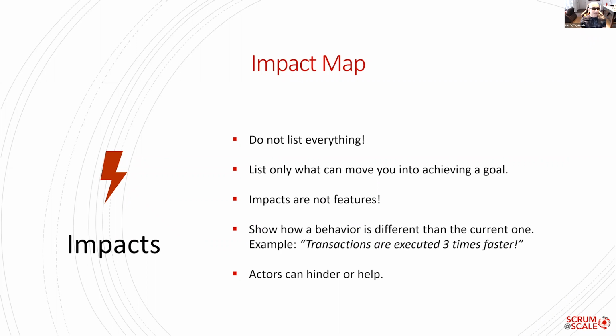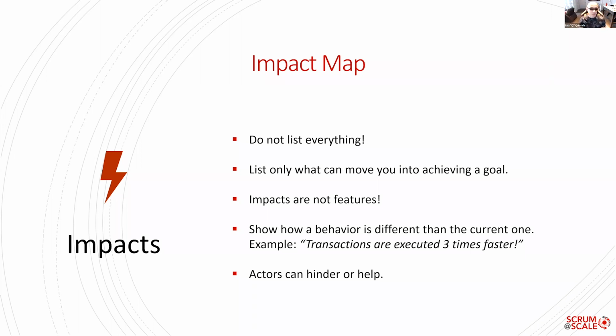Then obviously you have a goal, you have an actor, and what impact you want to achieve. For instance, transactions are executed 3 times faster. You show how that behavior would be different from the behavior you have right now. You should only list an impact that moves you toward achieving that goal. And please don't make a list that's 6 miles long, because that's not going to be helpful for anybody.